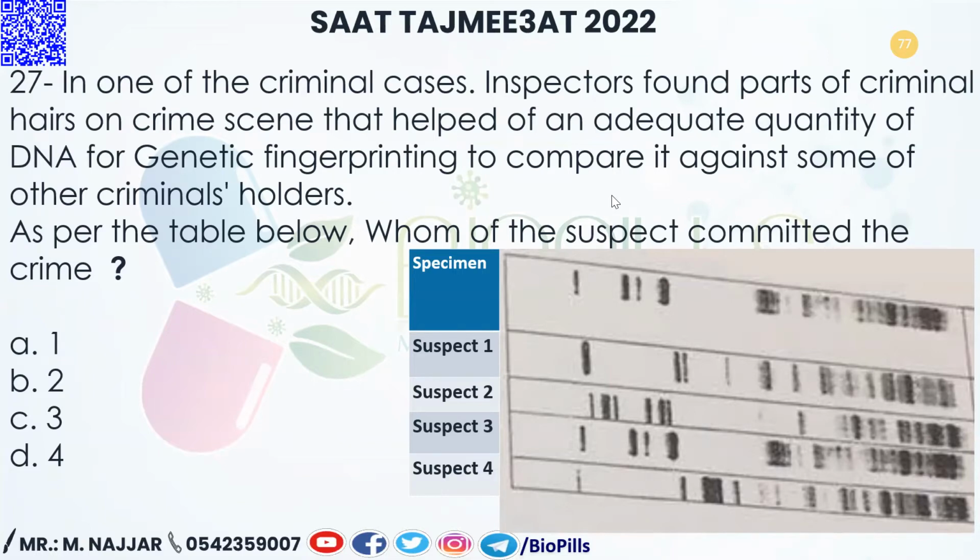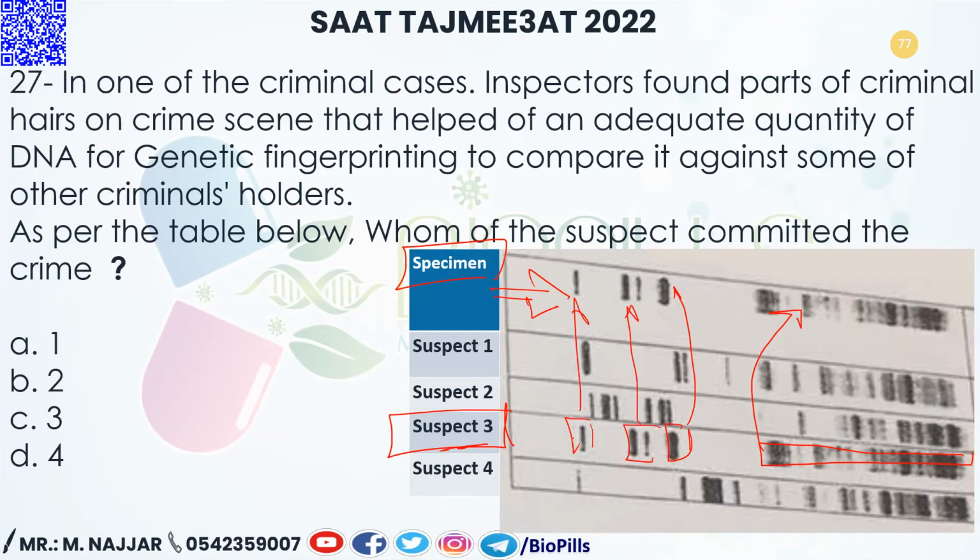Exactly, the correct answer is suspect 3. And how can we find it out? If you compare the suspect against the specimen. This is a specimen that was found at the crime scene, and if you make a comparison for the fragments, you're going to find this fragment is identical to this one, and this fragment identical to this one, and those two exactly identical to those two, and even the last one.